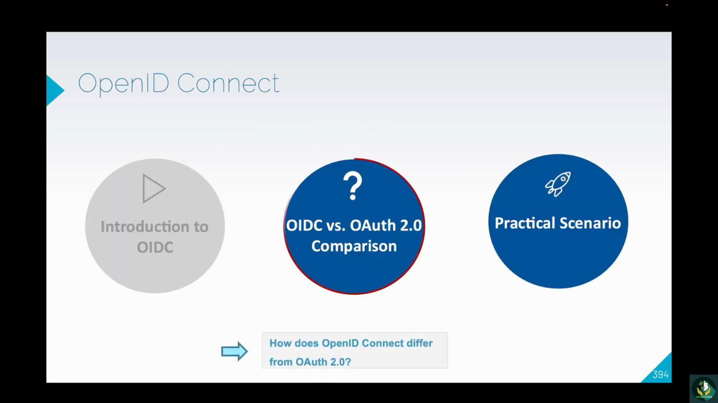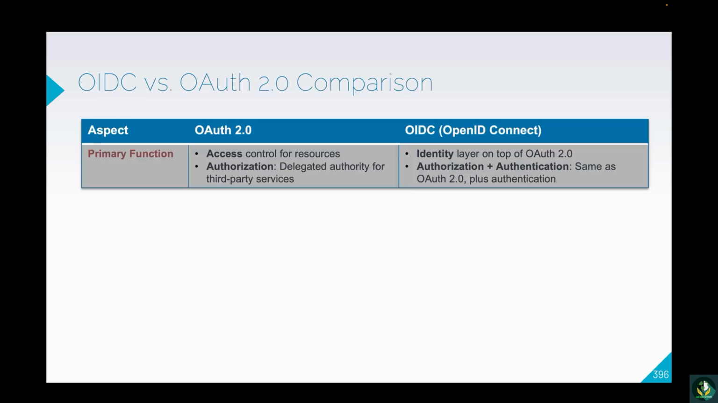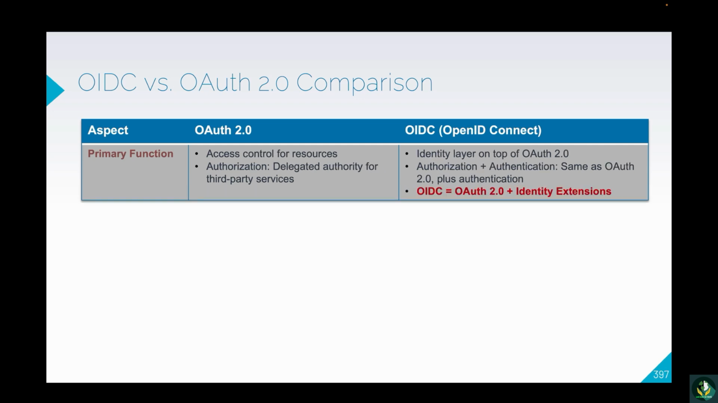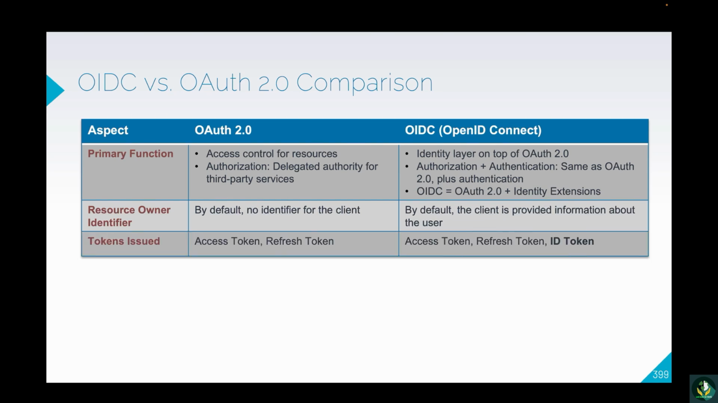Now let's explore how OpenID Connect differs from OAuth 2 by examining several key aspects. Primary function. OAuth 2 focuses on access control for resources, handling authorization by delegating authority to third-party services, while OpenID Connect builds on this by adding an identity layer, combining both authorization and authentication. OpenID Connect is essentially OAuth 2 plus identity extensions. Resource owner identifier. OAuth 2 doesn't provide an identifier for the client to recognize the resource owner by default, whereas OpenID Connect does. It provides the client with information about the user, allowing for user identification.